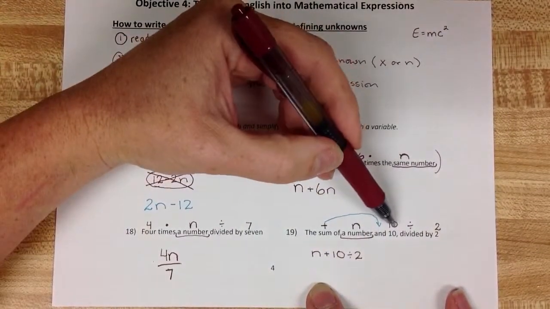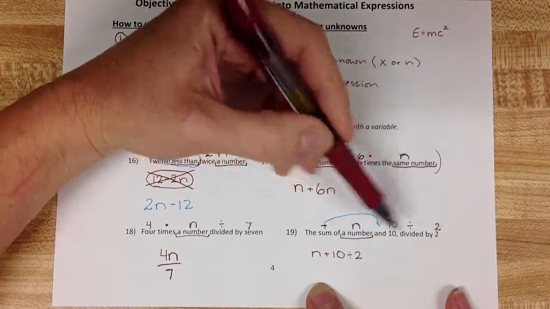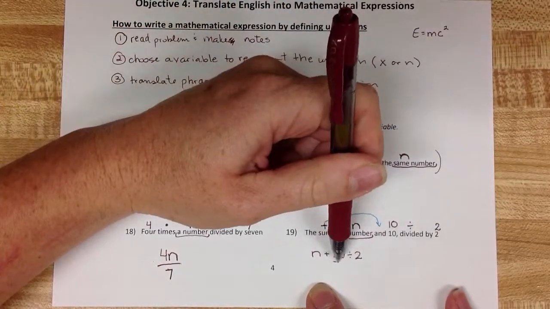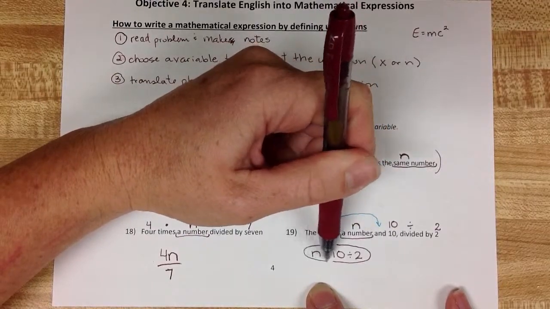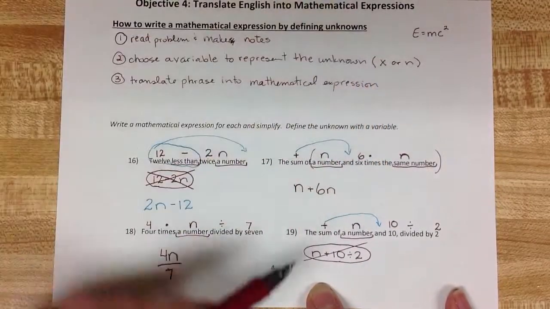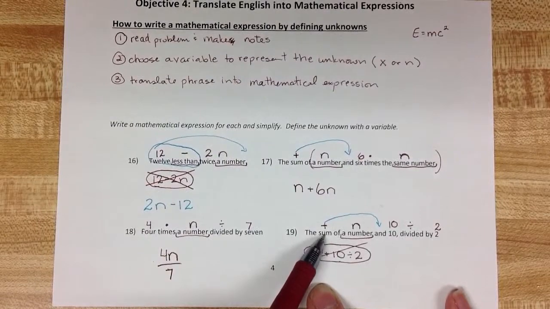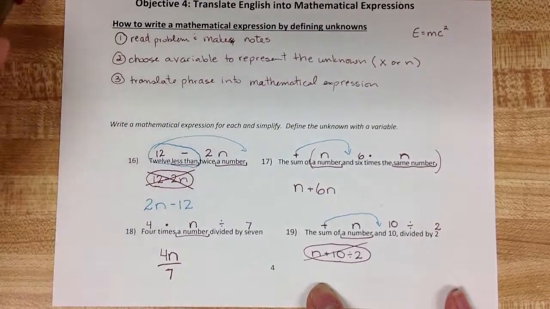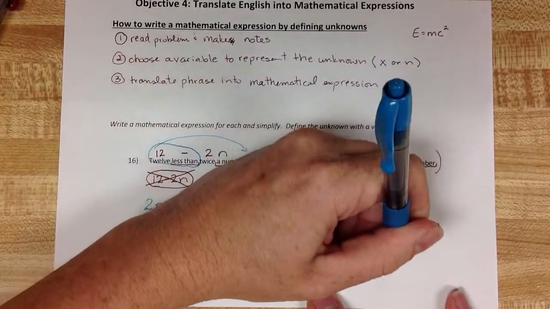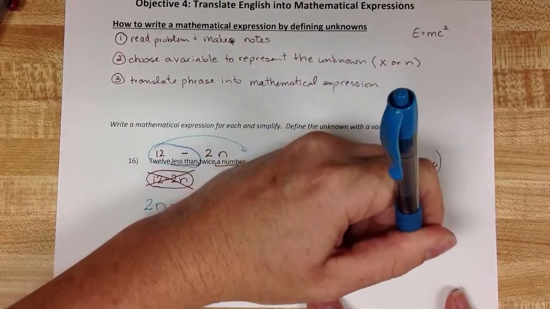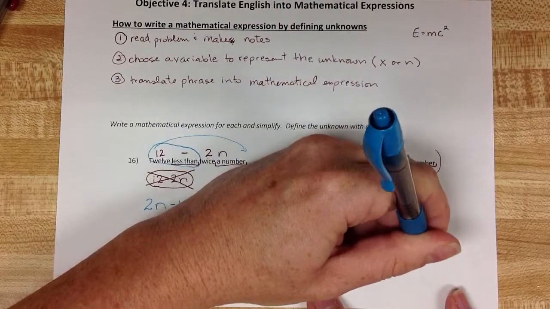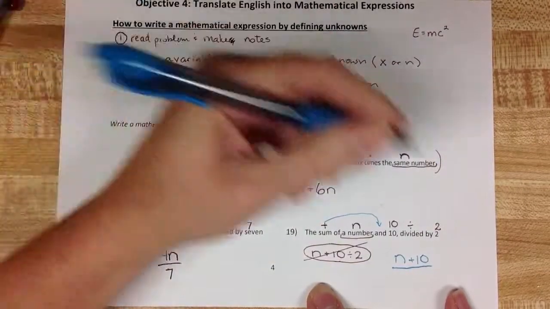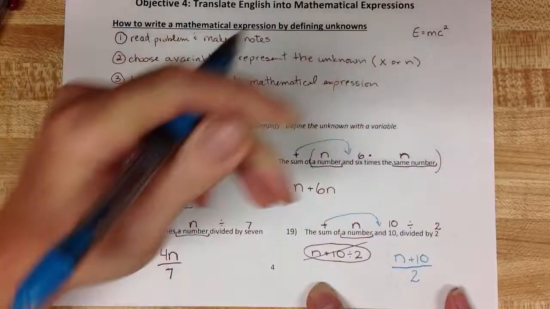order of operations would make us take the 10 and divide it by 2 before we could add the n. And that's not what the instructions have asked us to do. They want us to find the sum first and then do the division by 2. So that means I'm going to need to write this as n plus 10, and then after you've figured out the answer to that, take the whole thing and divide it by 2.